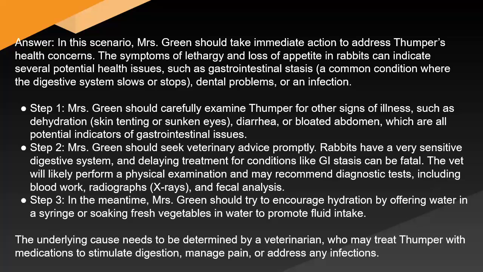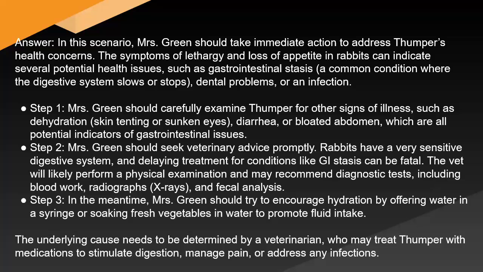Step 1. Mrs. Green should carefully examine Thumper for other signs of illness, such as dehydration, skin tenting, or sunken eyes, diarrhea, or bloated abdomen, which are all potential indicators of gastrointestinal issues. Step 2. Mrs. Green should seek veterinary advice promptly. Rabbits have a very sensitive digestive system, and delaying treatment for conditions like GI stasis can be fatal.